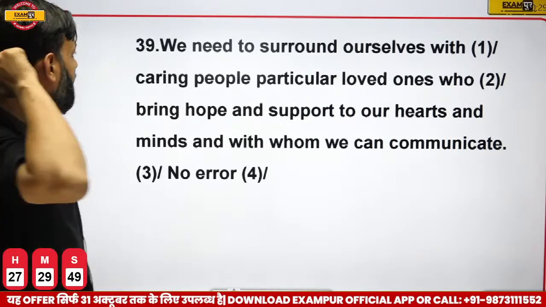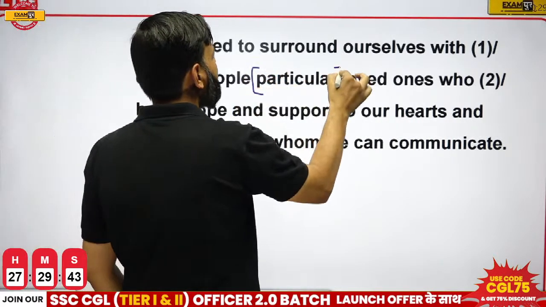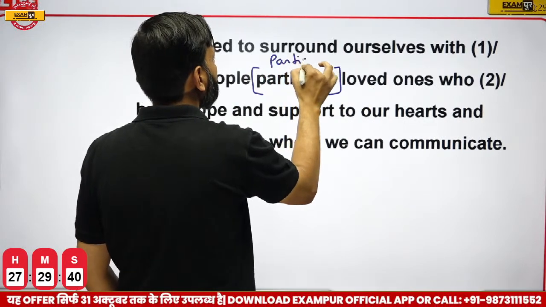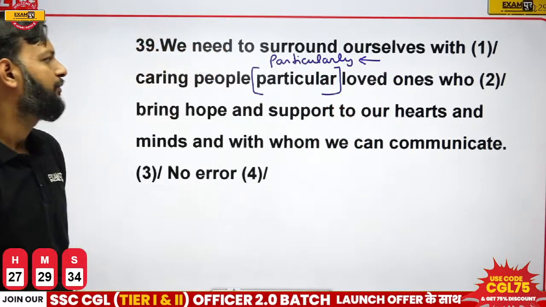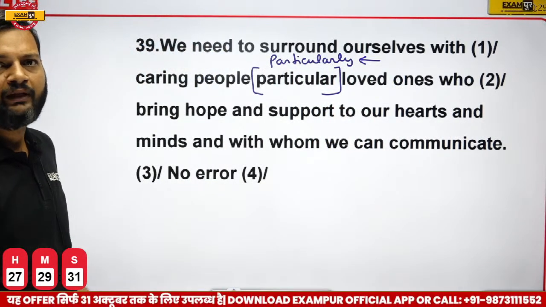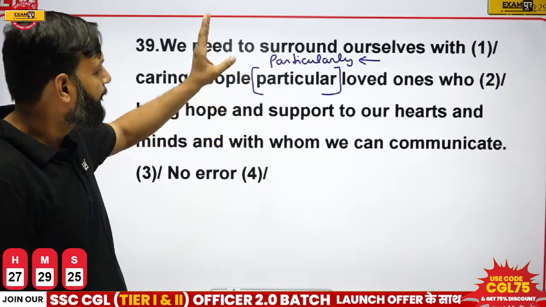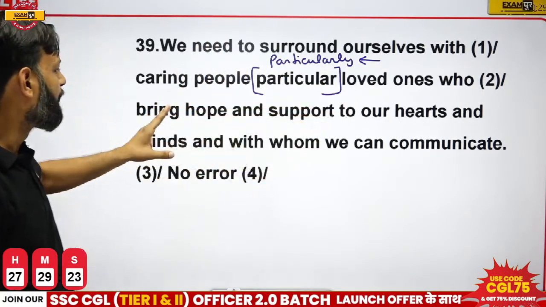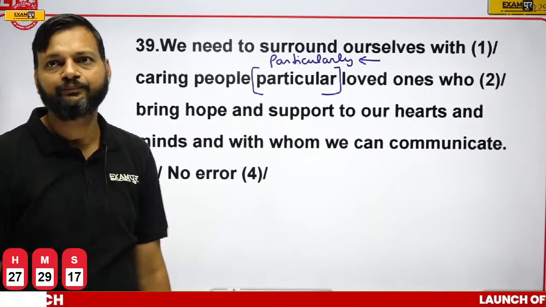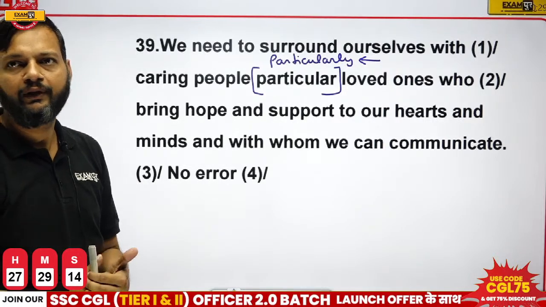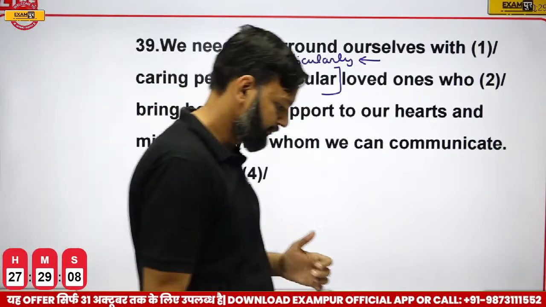What is the error? We need to surround ourselves with caring people, particular. So here the word particular will be replaced by particularly. We need to surround ourselves with caring people, particularly loved ones who bring hope and support to our hearts and minds, with whom we can communicate. Particularly is the right answer.